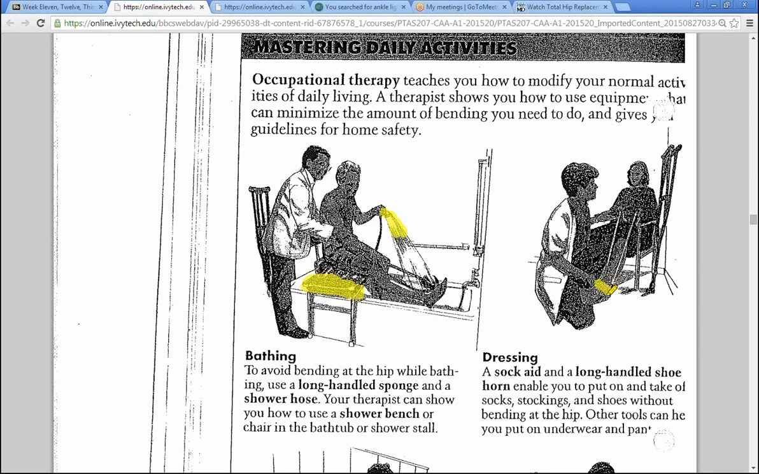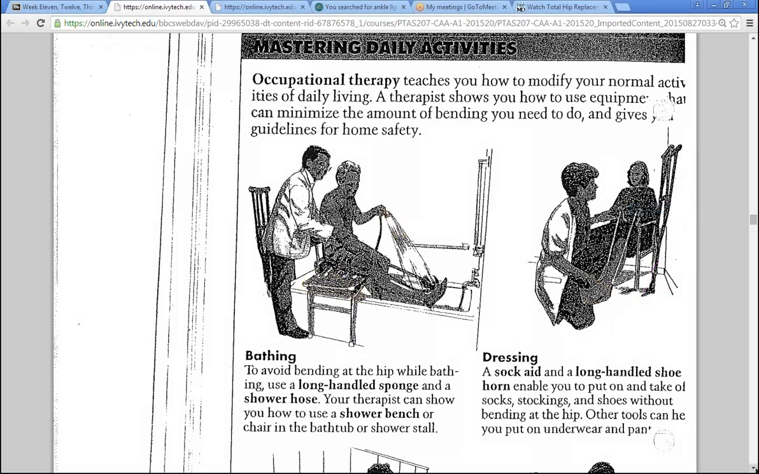Here what we have is a sock aid. This right here is a sock. It's actually on a little device that looks something like this. It's like a little cup. And then there's strings on either side. And the sock gets put over the edge of this, and then the person just slips their foot into that little plastic cup, and then it goes into the sock. Okay. Again, the whole purpose of this is to make sure that they're not flexing to the 90 degrees, or past the 90 degrees.